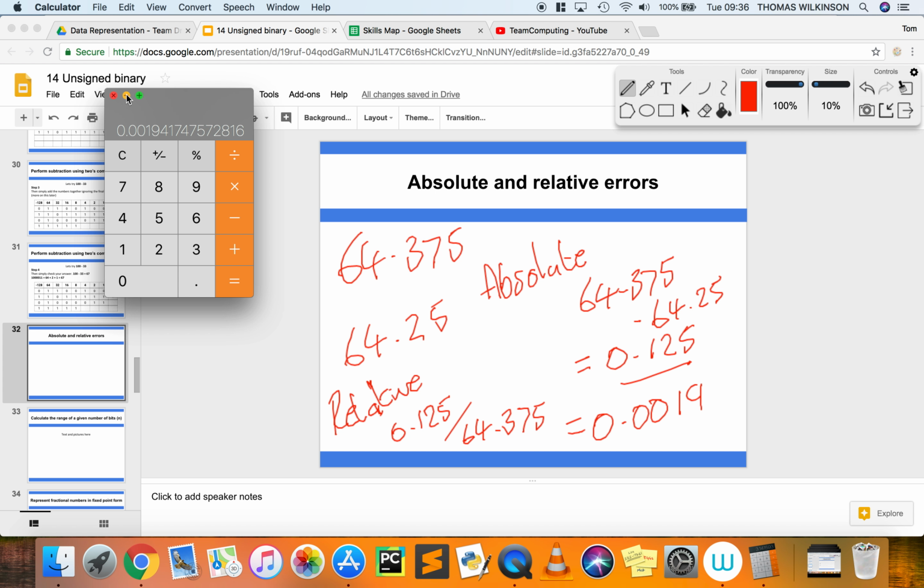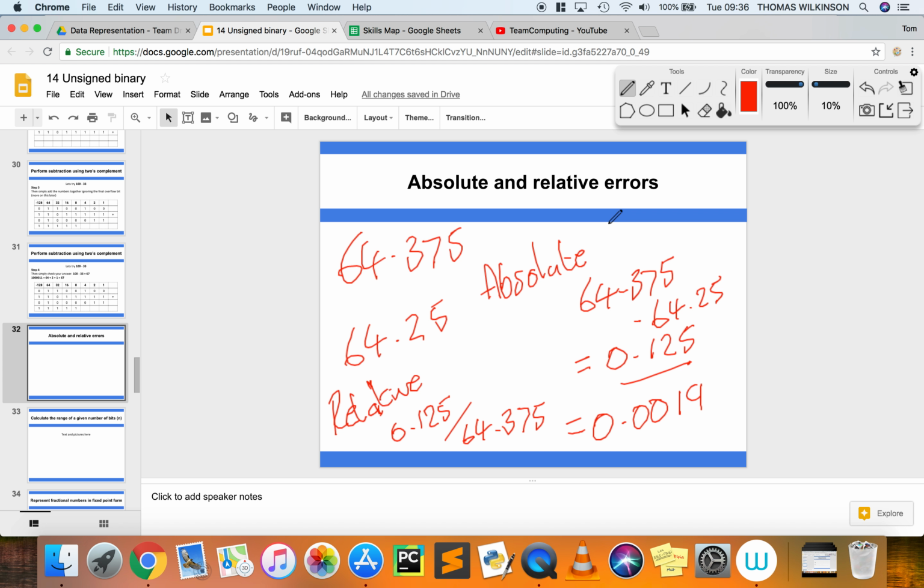And that is my relative error in relation to how much of the number that is to the actual larger number itself. So that's all about absolute and relative errors, and you need to know how to calculate both in an exam.